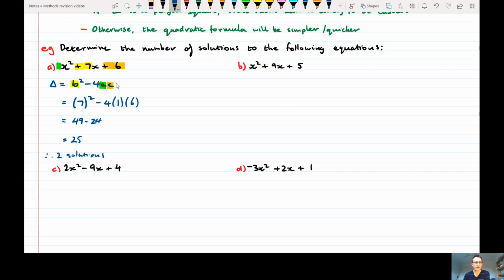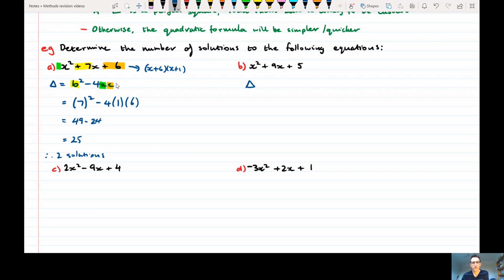Now notice in this case, this is a perfect square, which would suggest to me that you can easily factorize this thing for null factor law, which indeed you can. That's x plus 6, x plus 1. So keep that in mind when you're solving quadratics.